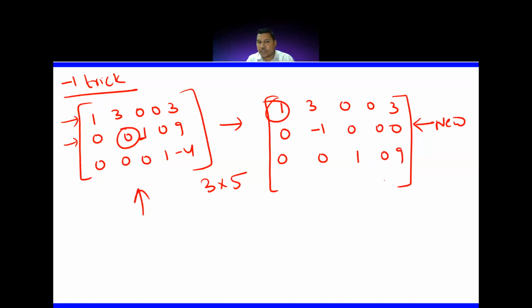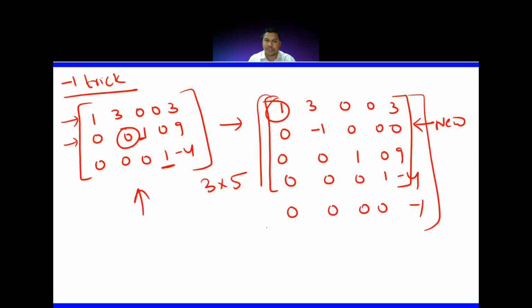Now this is okay. Now the fourth element should be 1. Yes, I have a row which has the fourth element as 1. So 0, 0, 0, 1, minus 4. Now go to the last one. Do we have another row here? No, I have to add one more new row: 0, 0, 0, 0, minus 1. Now this matrix became a square matrix.